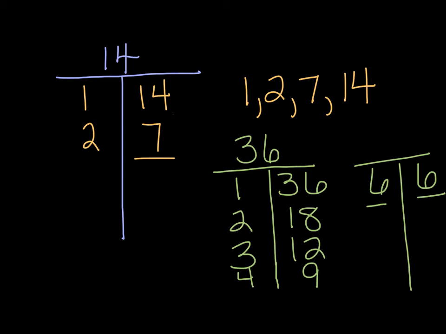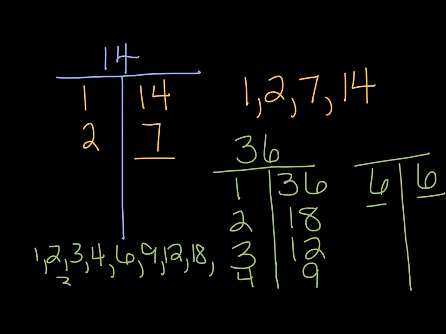So when we list all of those factor pairs, we would have 1, 2, 3, 4, 6, and we're only going to list that once, 9, 12, 18, and 36. So we have a lot of factor pairs for 36. So hopefully you've got a pretty good idea how to find factor pairs. And that's pretty much our lesson for this particular factors and factor pairs lesson.